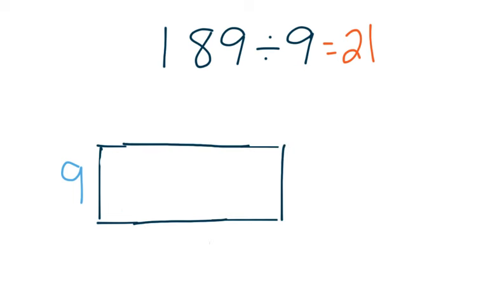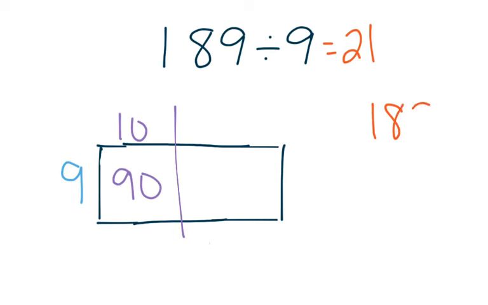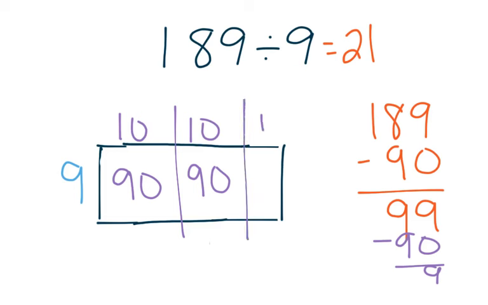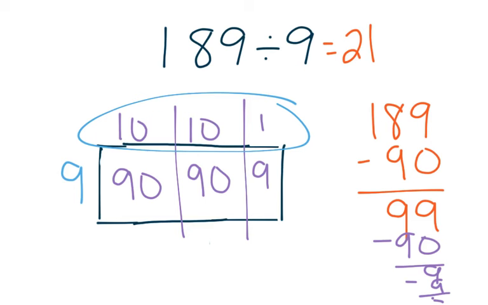Let's say, though, that you didn't start off with 20, you started off with 10. I want to show you that we'd still get the same answer. So I'd put my 10 up here. 9 times 10 gives me 90. I'd break my rectangle. I'd take my 189 and subtract 90. That would give me 99. I would then multiply 9 times 10 again, which would give me 90. So I'd subtract 90, and I'd be left with 9. And then I'd multiply 9 times 1, which would give me 9. I'd subtract my 9, and I'd be left with 0 down there at the bottom that's kind of squished. I would take my 10 plus 10 plus 1, and that would give me 21. So it doesn't matter how we're breaking our problem up, we're still going to get the same quotient.